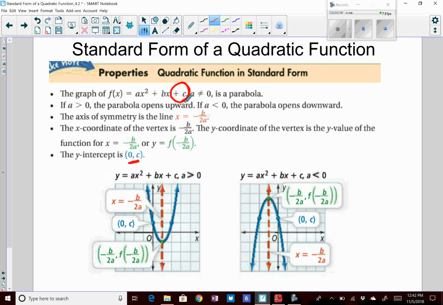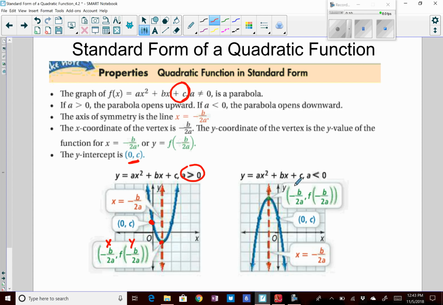So the graphs on the bottom show us, again, that a is positive, opening at the top, vertex is at the lowest point. The red vertical line is the axis of symmetry. The equation for that axis of symmetry is x equals negative b over 2a. You notice that it's crossing the y-axis right here at c. 0, c is the y-intercept. And then the vertex has coordinates negative b over 2a and f of negative b over 2a. Remember that negative b over 2a is x, and f of negative b over 2a is y.